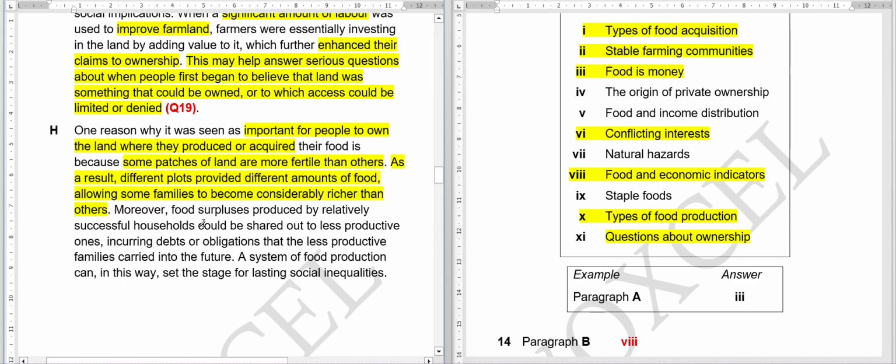Moreover, food surpluses produced by relatively successful households could be shared out to less productive ones, incurring debts or obligations that less productive families carried into the future. So now they were giving some kind of debts to those families whose land doesn't produce as much food as theirs. So this particular debt carried on into the future, like onto the next generations. A system of food production can in this way set the stage for lasting social inequalities. Because of this particular food production system, it led to lasting social inequalities, which lasted well into the future.